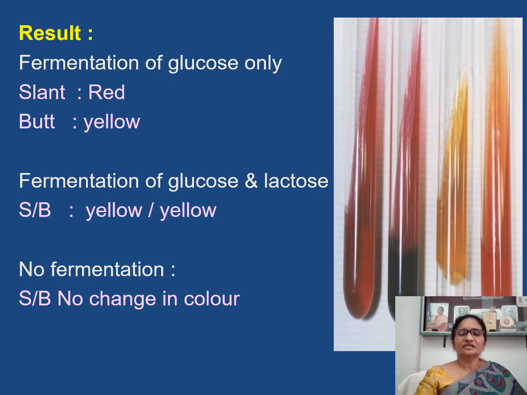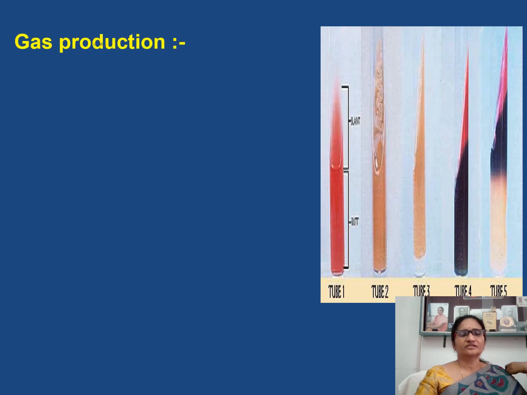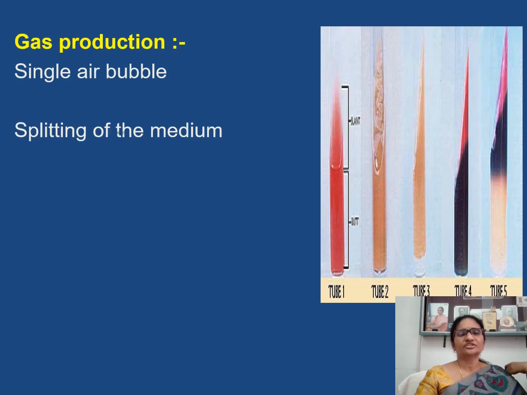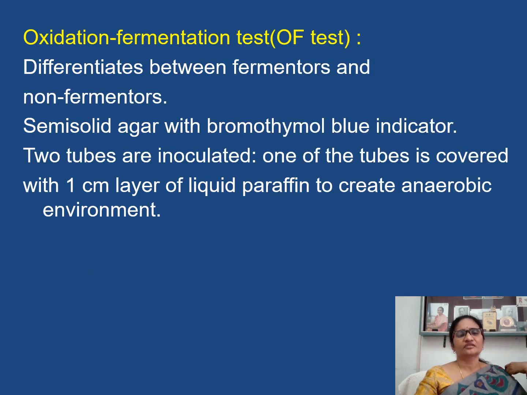And how to see the gas production? See here, you are observing a gap in the test tube. The medium is pushed up, so that indicates gas production. Here you are observing a black precipitate, that indicates hydrogen sulfide production. Ferrous ammonium citrate is there, ferric sulfide is produced. Gas production shows as the medium pushed up, or a single air bubble, or a split in the medium. Black precipitate indicates hydrogen sulfide production.